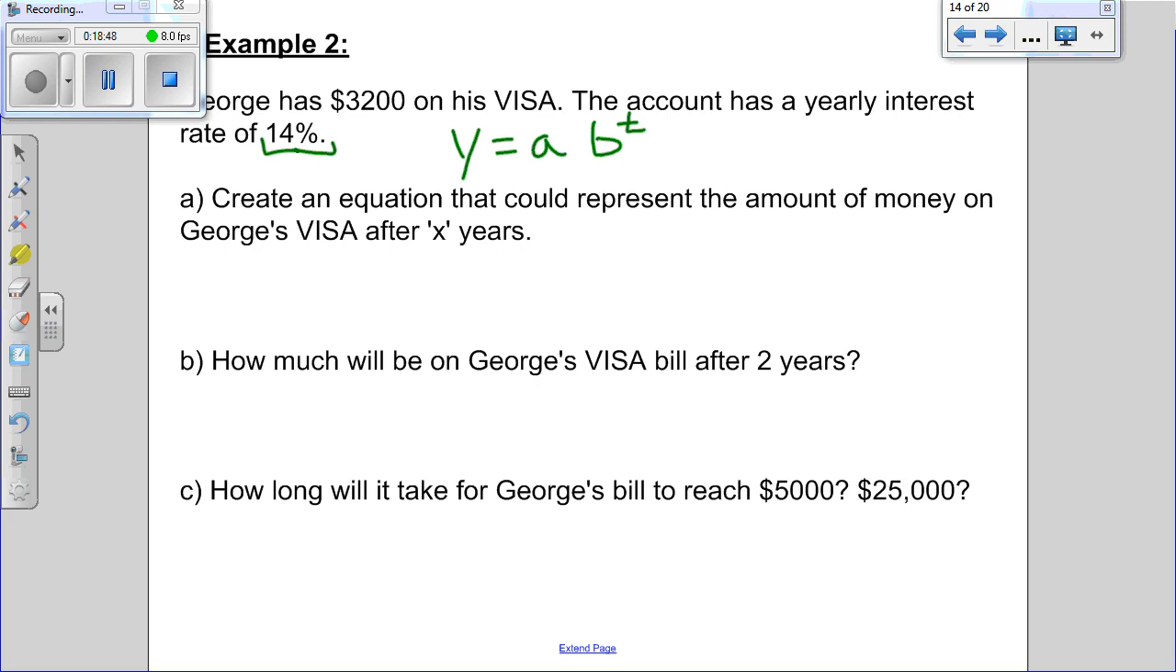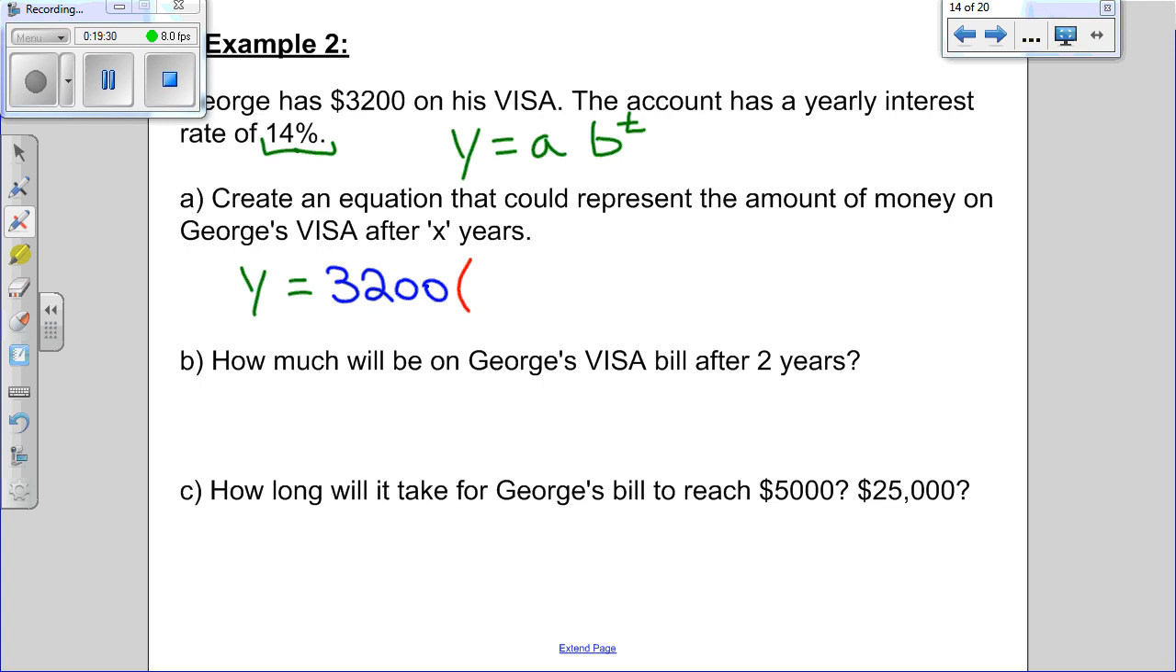So this is y equals a b to the power t. Y is going to be how much is on the Visa after some amount of time. So y is going to stay as y. It always does. We talked about this on the first slide. A is usually your initial value, so that's where you're starting at. So A in this case would be $3,200. Now we need a B value. I'm going to put the B value in brackets, just because I like it to really stick out that it's the B value that's going to the exponent.